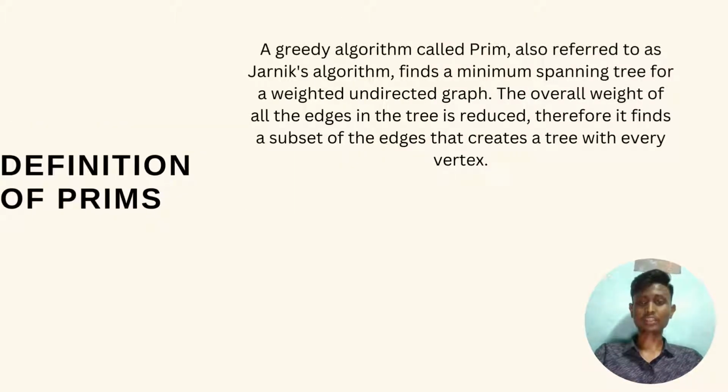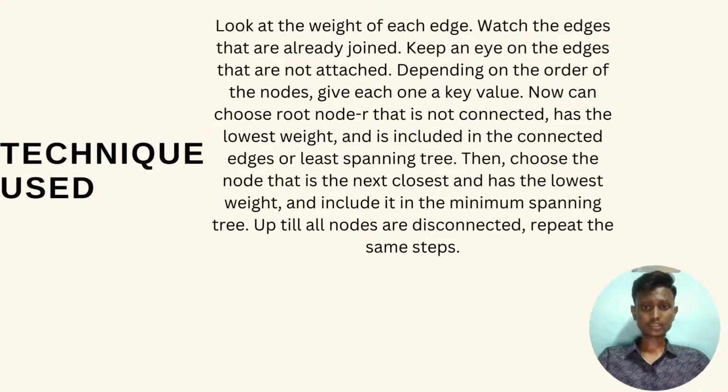Next, I am going to be explaining the definition of Prim's. A greedy algorithm called Prim's, also referred to as Jarnik's algorithm, finds a minimum spanning tree for a weighted undirected graph. The overall weight of all the edges in the tree is reduced. Therefore, it finds a subset of edges that creates a tree with every vertex. The tactic used is to look at the weight of each edge, watch the edges that are already joined, and keep an eye on the edges that are not attached.